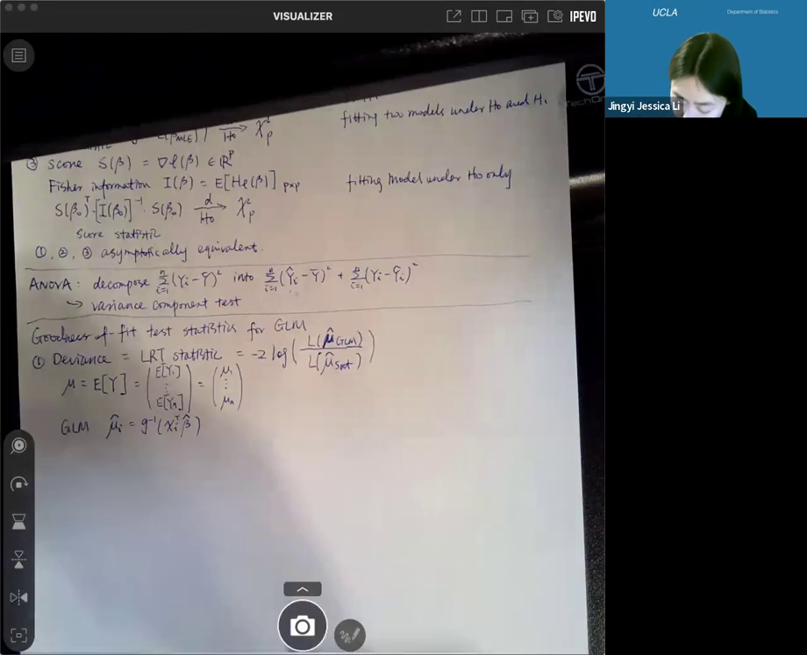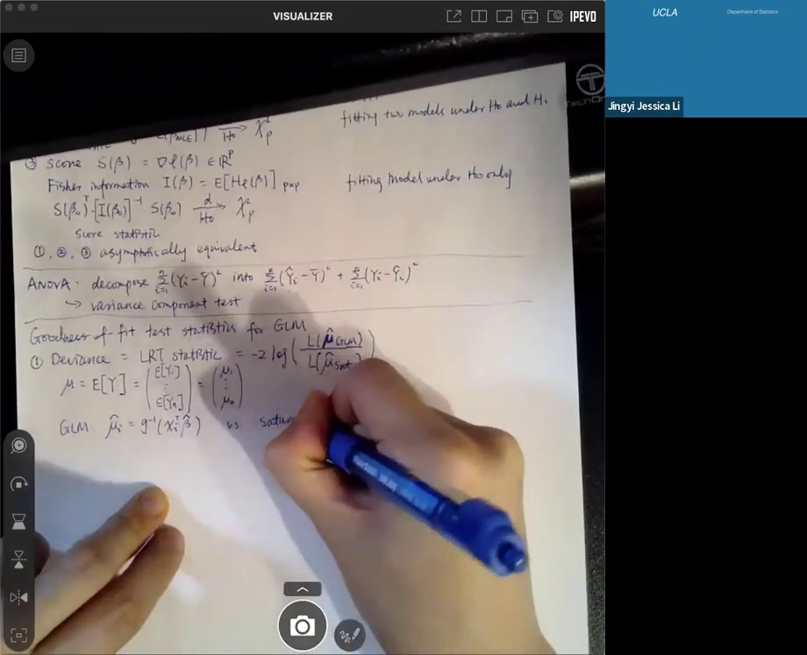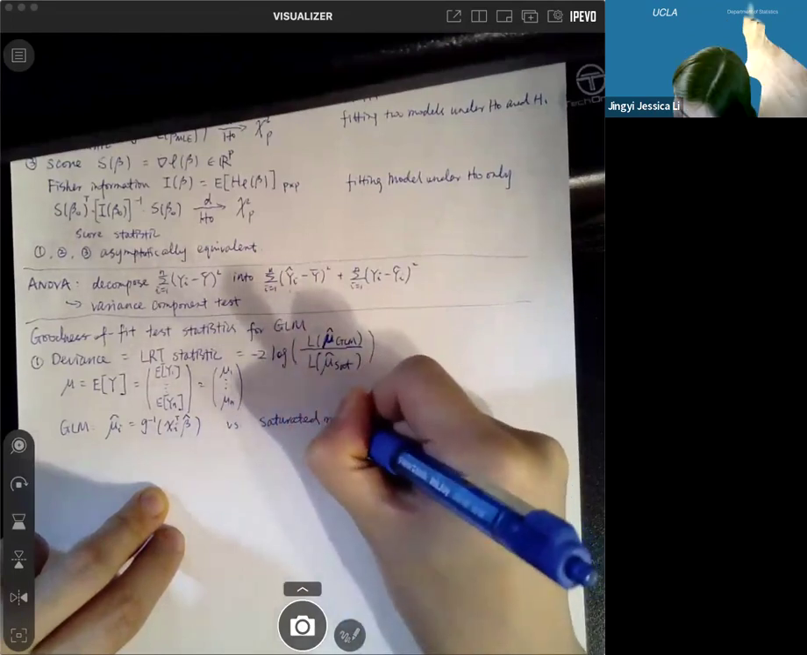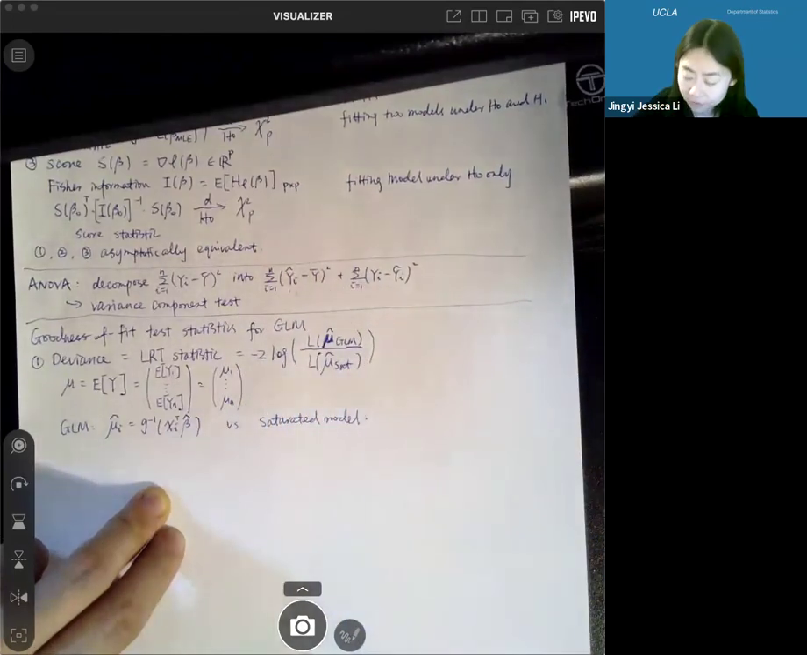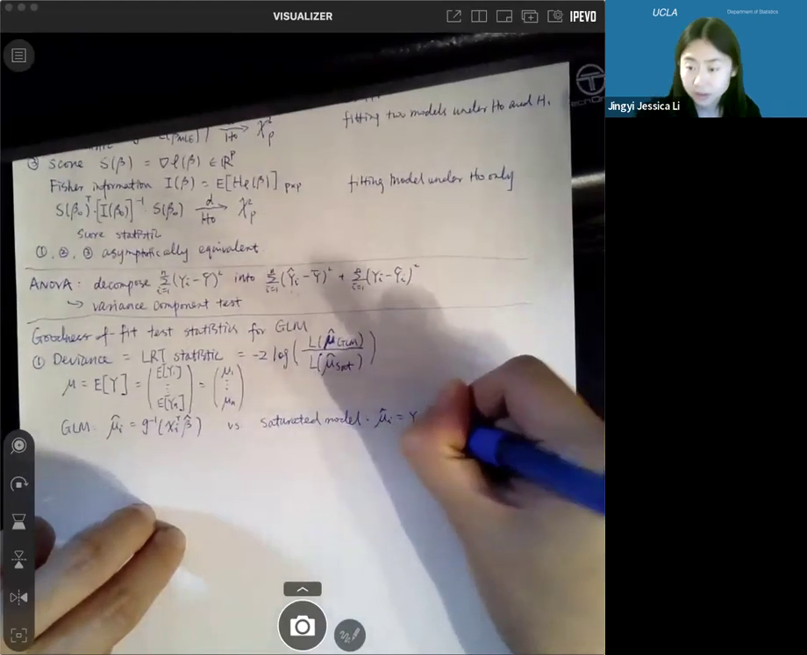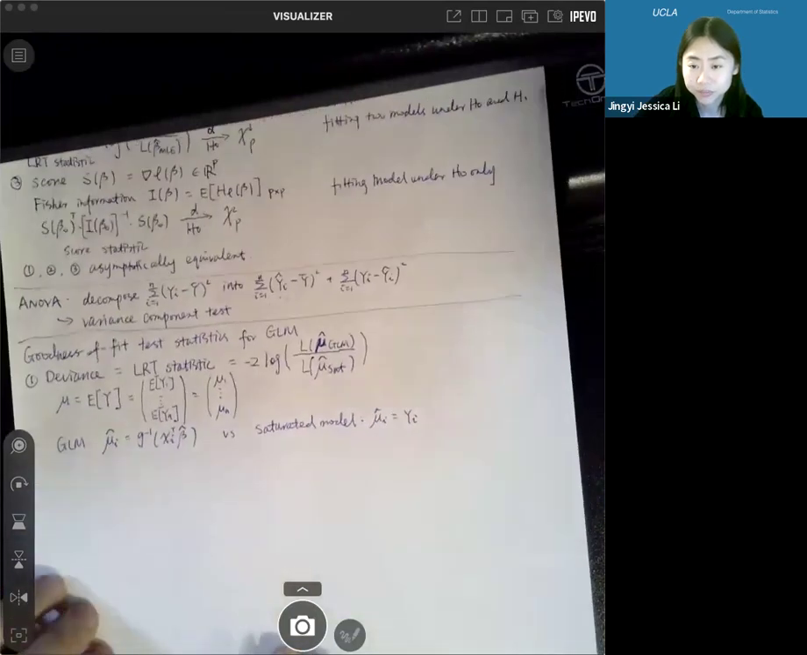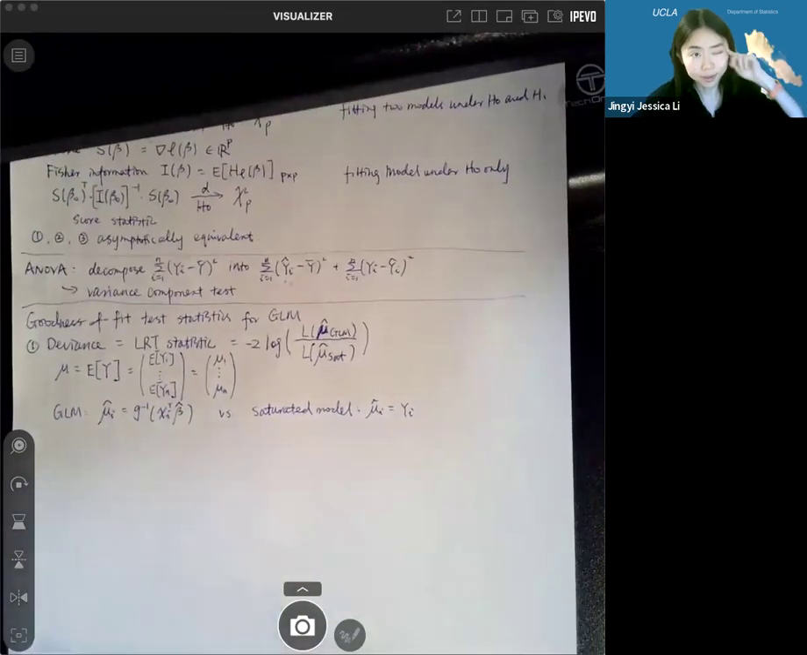From the saturated model, we have mu_i hat just as yi, because we have one mean parameter per observation. Then in this case, the best guess is to use yi to estimate mu_i. Okay, do we have any questions here?